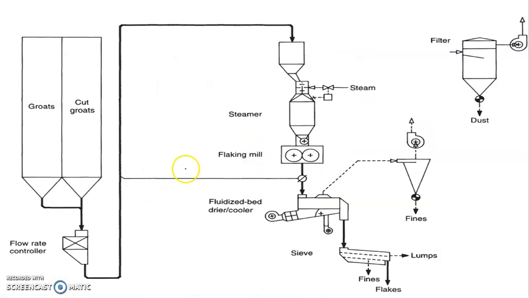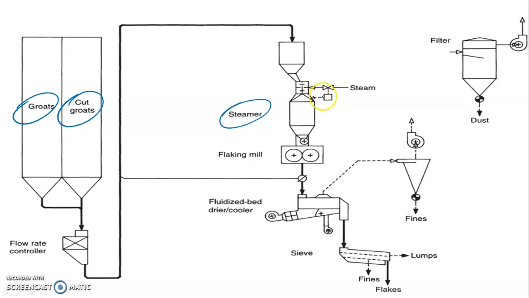Now we have cut groats. Okay, we have cut groats and we have whole groats. Now if we want to make flakes from the cut groats or the whole groats, what we have to do, we have to provide steam in order to make them a little bit softer.